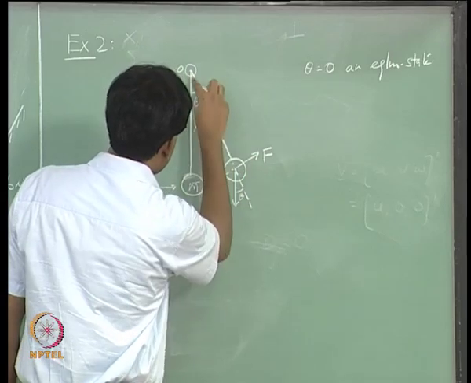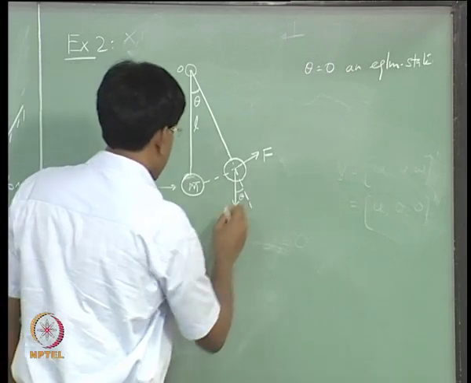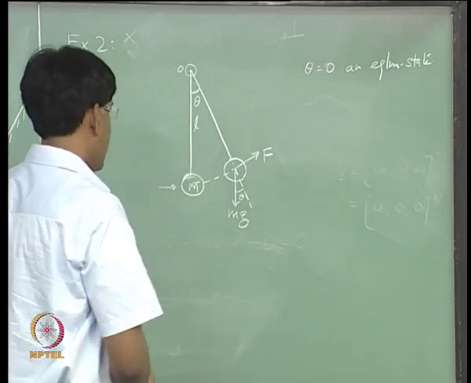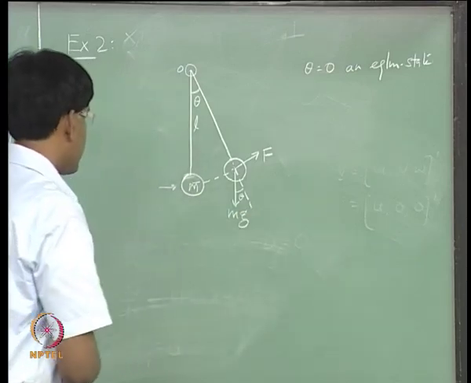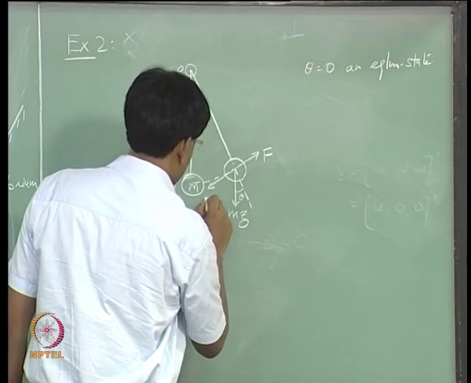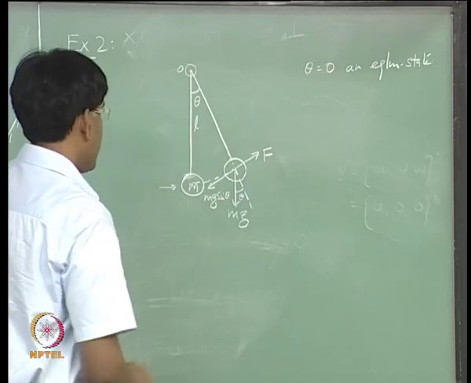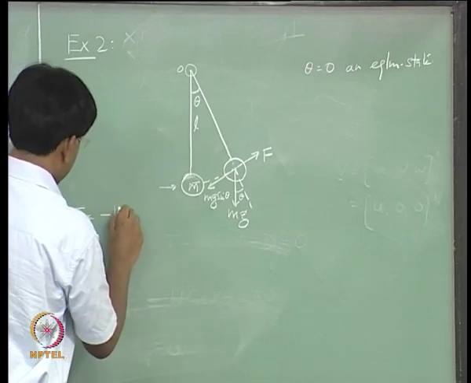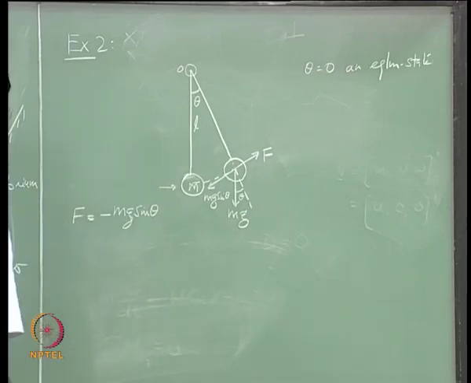Normal to this line is the path of this mass m representing its motion, and we want to write down the equation of motion for this motion of mass m. So, F is here minus mg sin theta.